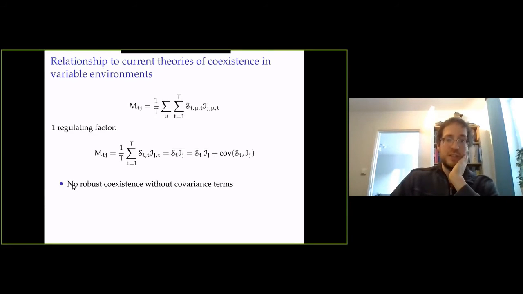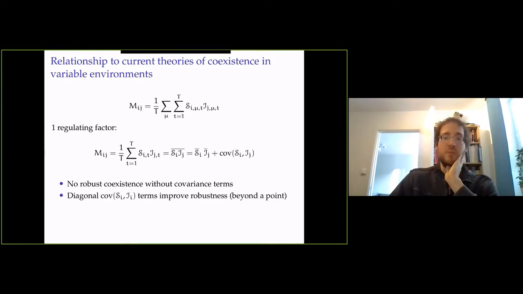What can we see from here? The first thing is that there can be absolutely no robust coexistence without the covariance terms, because if these covariance terms are 0, then we end up with this matrix, and notice that they all have linearly dependent rows and columns. This is in fact a rank 1 matrix by itself. Therefore, we must have covariance terms if we want to have coexistence. The second thing that we observe is that imagine a scenario where the covariance between S_i and I_j is small if i is not equal to j, but strong if they are equal. So the diagonal covariance terms are strong.